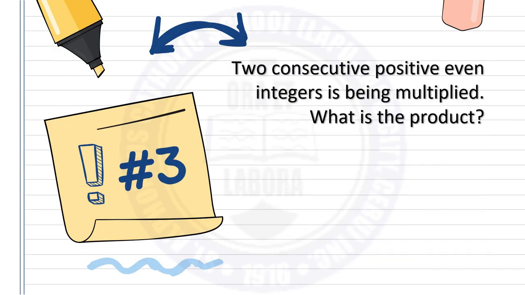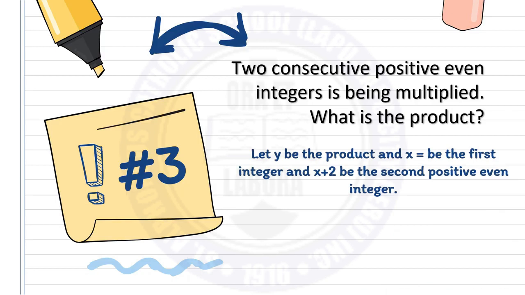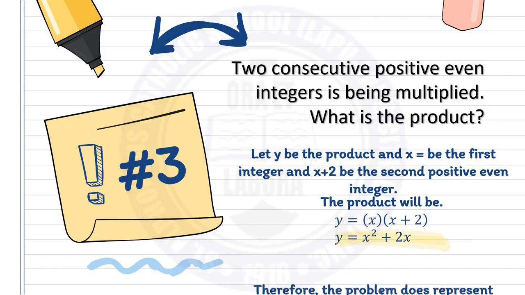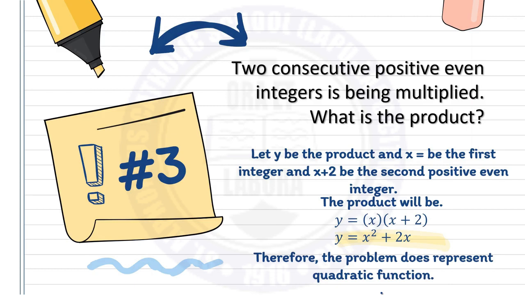Example number 3. Two consecutive positive even integers are being multiplied. What is the product? Let y be the product, x be the first integer, and x plus 2 be the second even positive integer. The product will be y equals x times quantity x plus 2. As we simplify the given function by distributive property, our function will be y equals x squared plus 2x. Therefore, the problem does represent a quadratic function since the highest degree is 2.